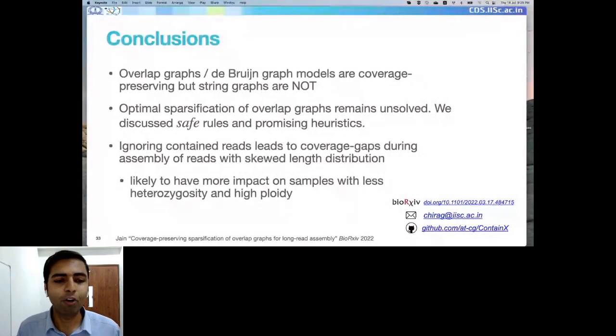The preprint for this work is available online, and all the prototype software is also available online. So please feel free to test it.